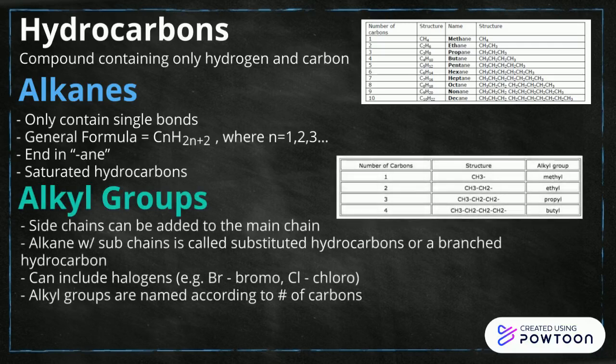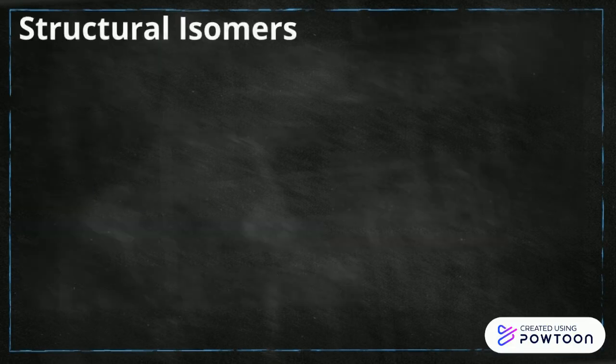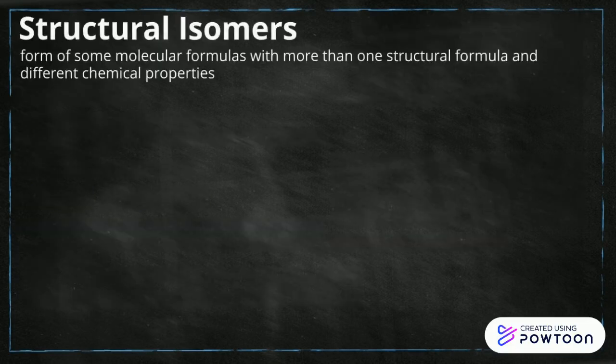Side chains called alkyl groups can be added to the main alkane chain. Alkanes with subchains are called substituted hydrocarbons or branched hydrocarbons. They can also include halogens. Structural isomers are a form of the same molecular formulas that have more than one structural formula and have different chemical properties.